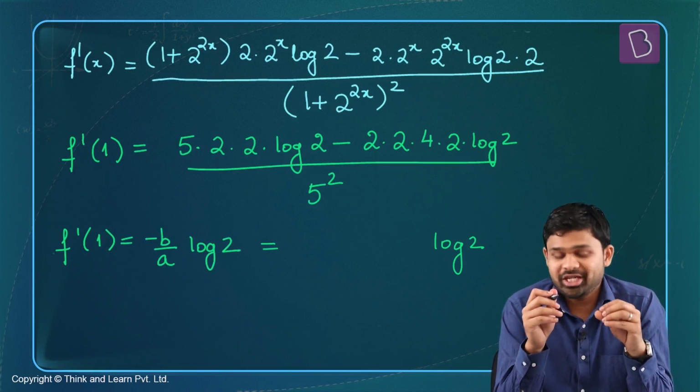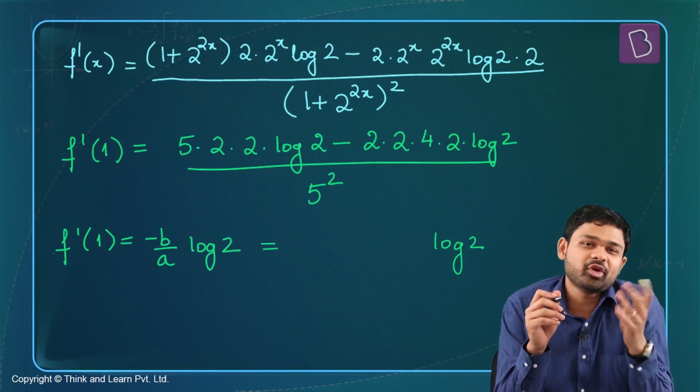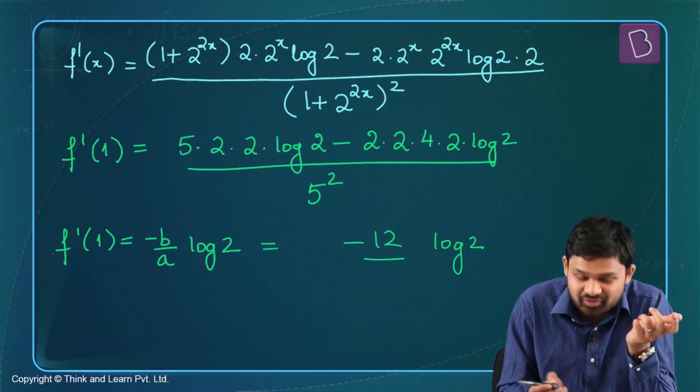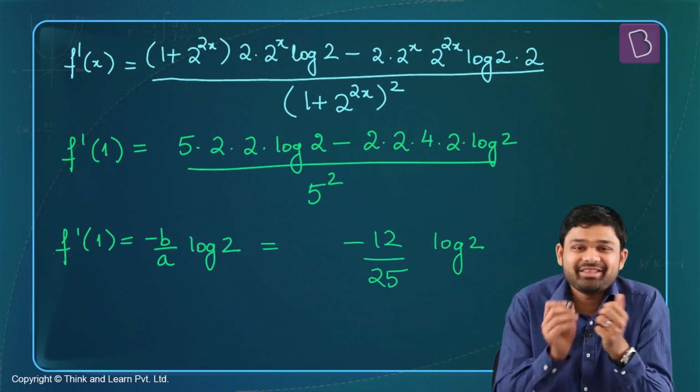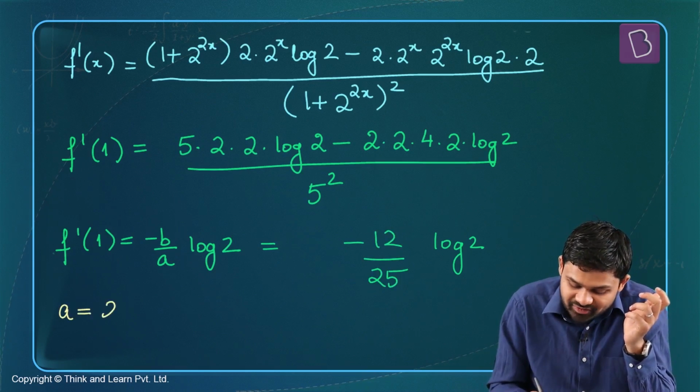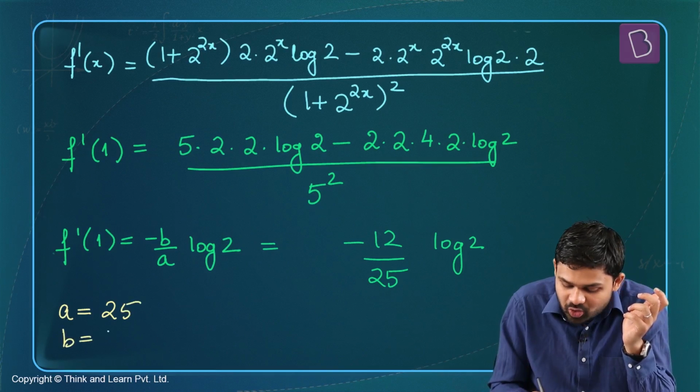5 into 2 into 2, that's going to give you a 20. 2 into 2 into 4 into 2 is going to give you a 32. 20 minus 32 is minus 12. And 5 square is 25. So I get the values of what a and b are very easily. A equal to 25, b equal to 12.